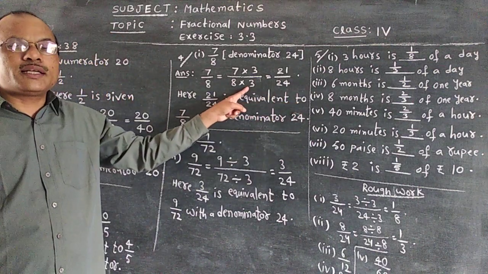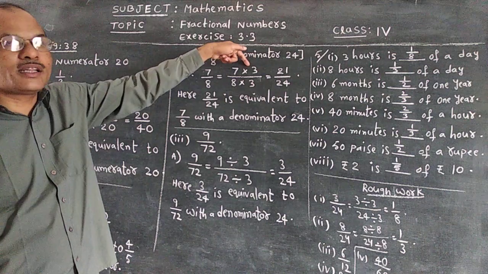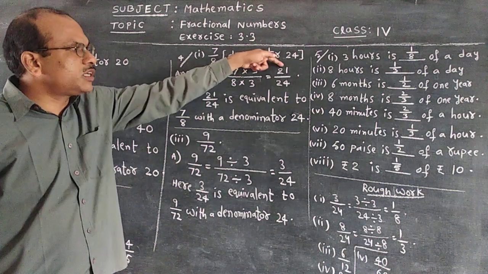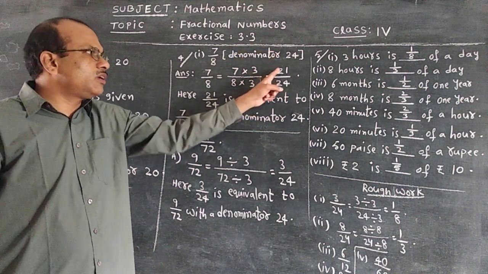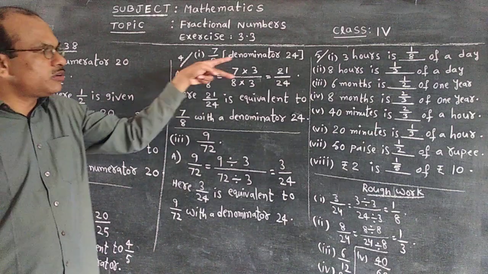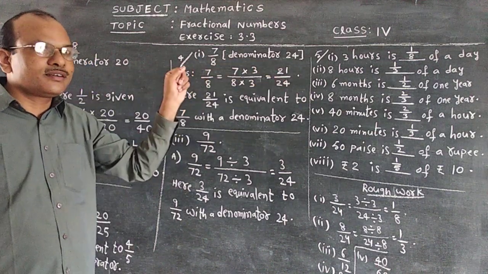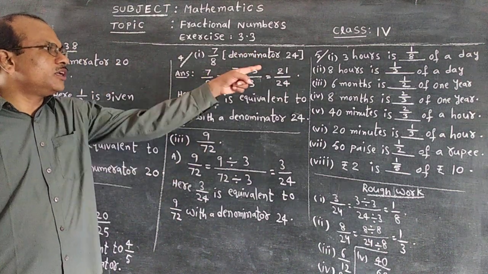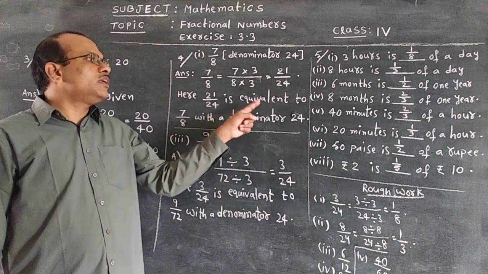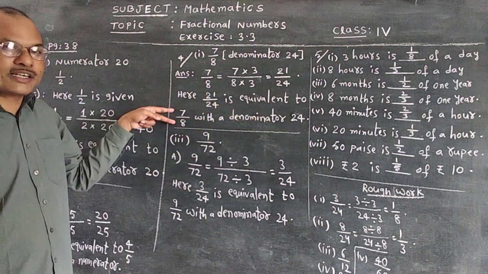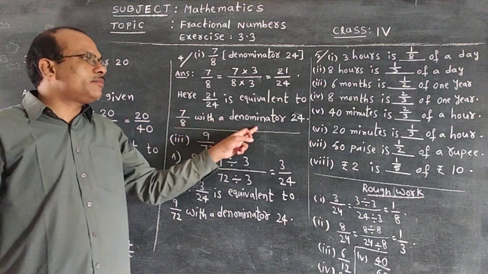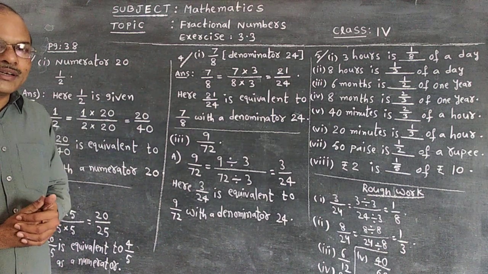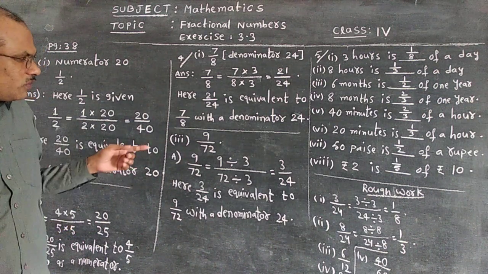When 3 is written in the denominator, the same 3 I have to write in the numerator. So I have written 7 into 3 gives you 21. 21 by 24 we got. So 21 by 24 and 7 by 8, both are equivalent fractions. So 7 by 8 changed as 21 by 24. See here, the new answer 21 by 24 is equivalent to the old fraction given, 7 by 8, with denominator 24. I think it is clear for you. Can we go for the other question?